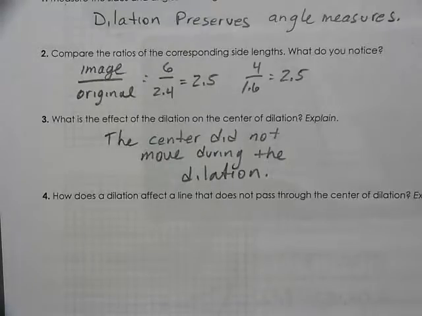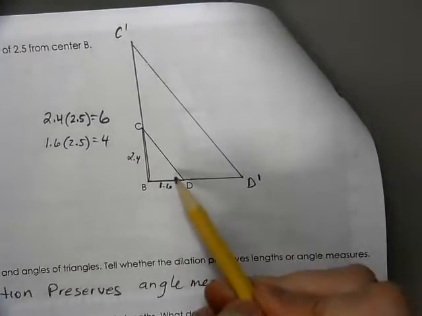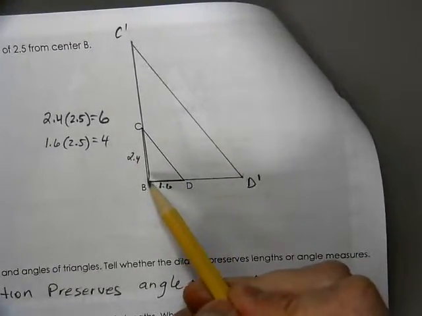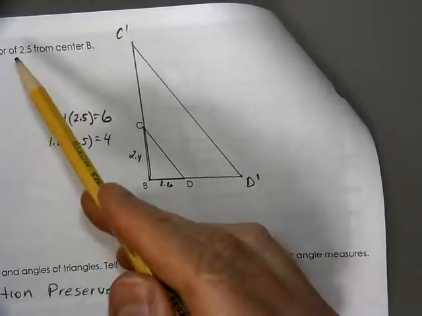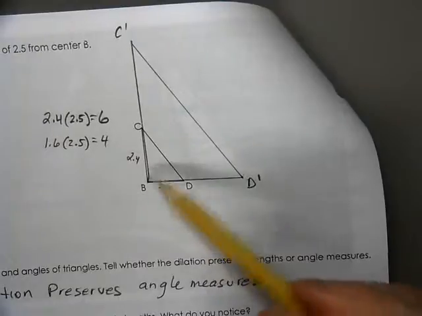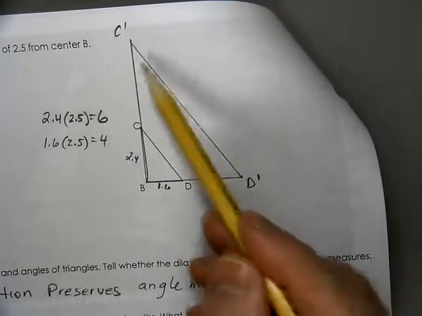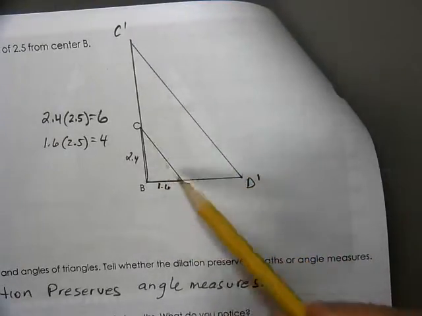How does a dilation affect a line that does not pass through the center? CD does not go through the center. When it gets dilated, it got pushed away. In this case, the scale factor was greater than 1, so it got bigger. So it became C prime, D prime. It is parallel to the original.